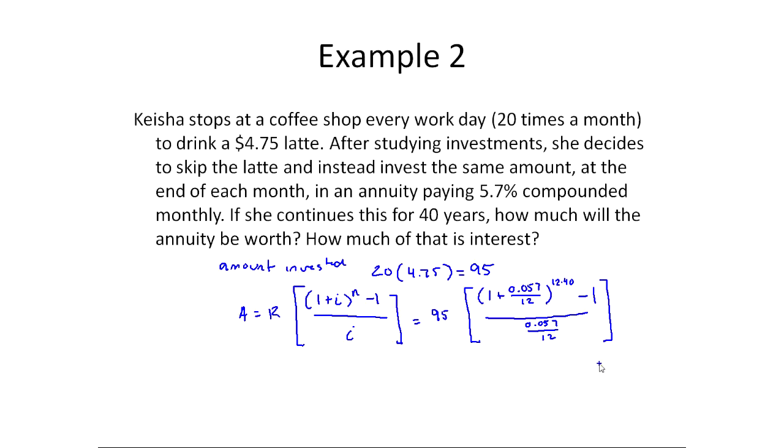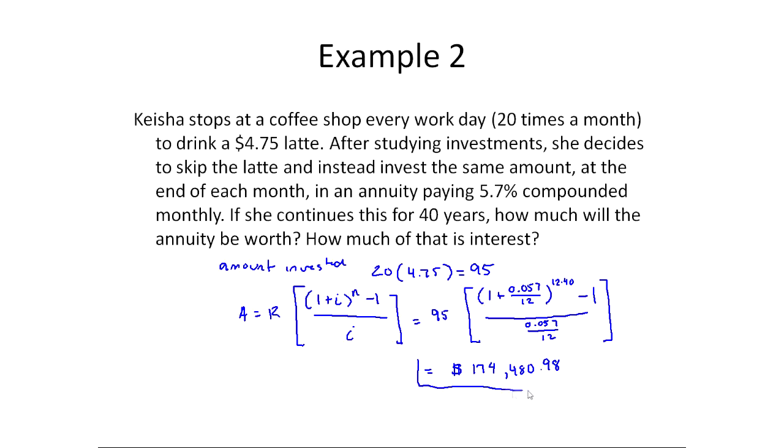Everybody has their own way of doing this. When I calculate this, I end up with a future value that's very, very large. Let me write it all down first. Trying to think about two things at once. So 174,480 and 98 cents. So a very large value. The question is, how much of this is actually interest?